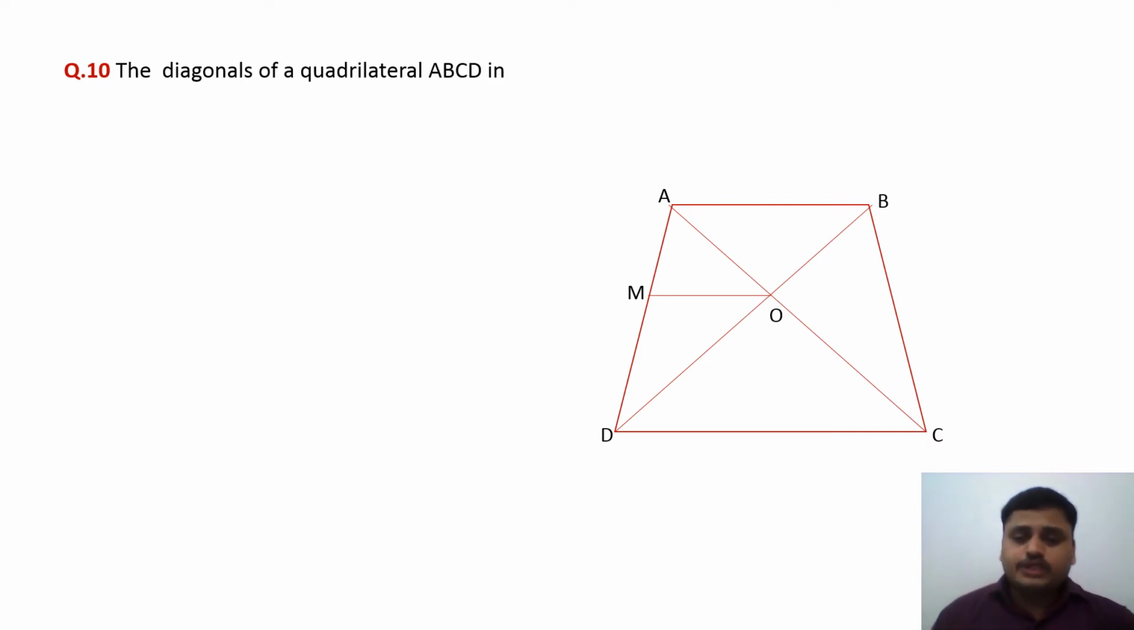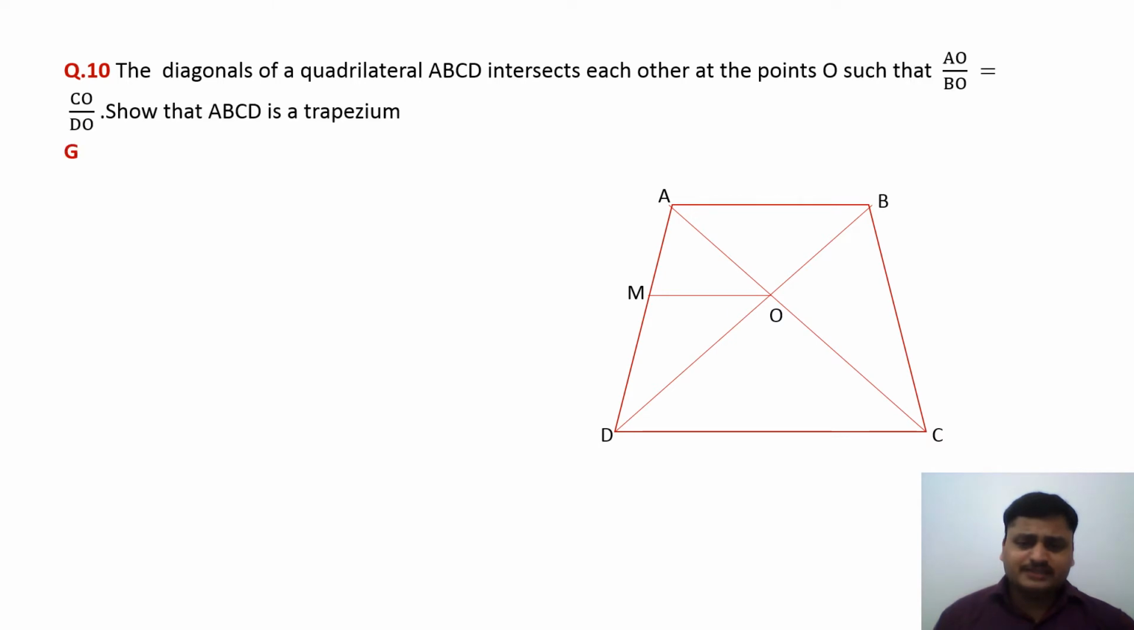But here it is given that ABCD is a quadrilateral, and the diagonals of this quadrilateral intersect at point O, and it is also given that AO by BO is equal to CO by DO. We need to show that ABCD is a trapezium. So let's write the given.